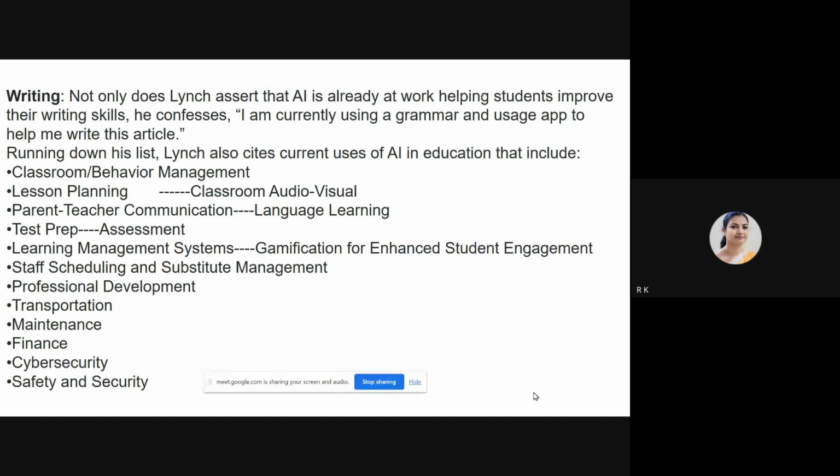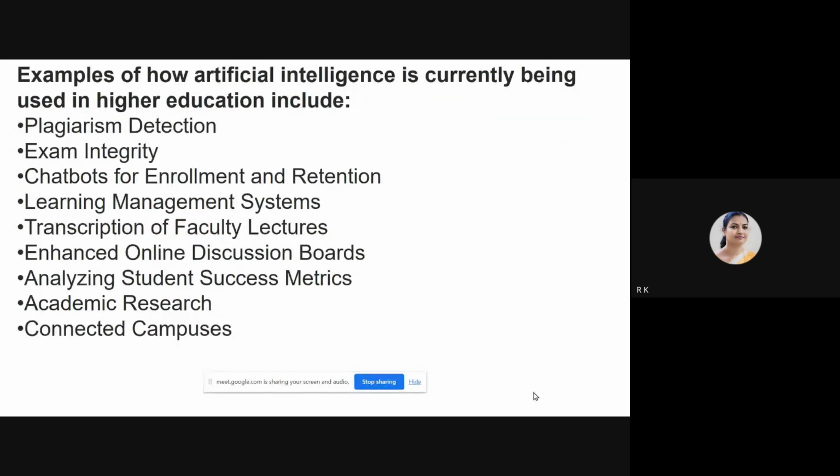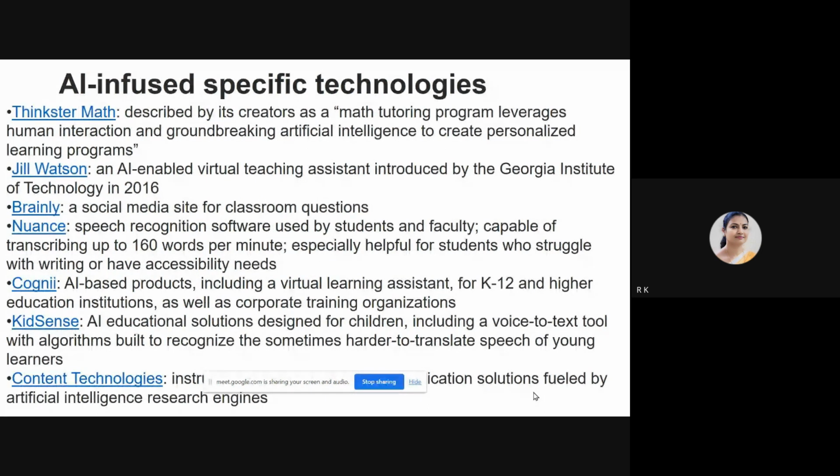I have exactly 5 minutes more to complete it. I want to show this because AI helps in all these things: plagiarism detection, exam integrity, chatbots for enrollment and retention, academic research, and connecting all the campuses. I have given here some artificial intelligence infused specific technologies. Thingster Math is one method. These are some of the software I wanted to share with you. It is a math tutoring program that leverages human interaction and groundbreaking artificial intelligence to create personalized learning programs. That is one software called Thingster Math.